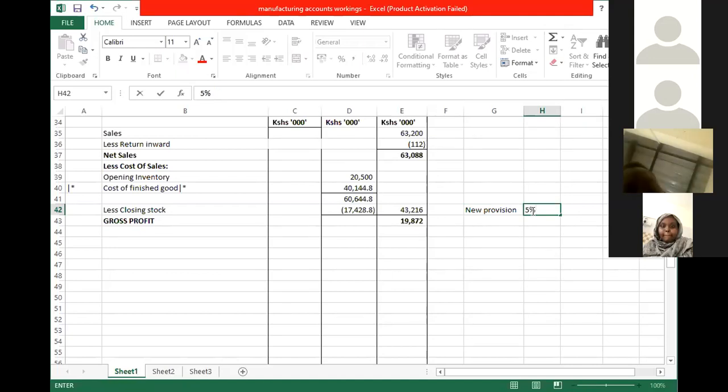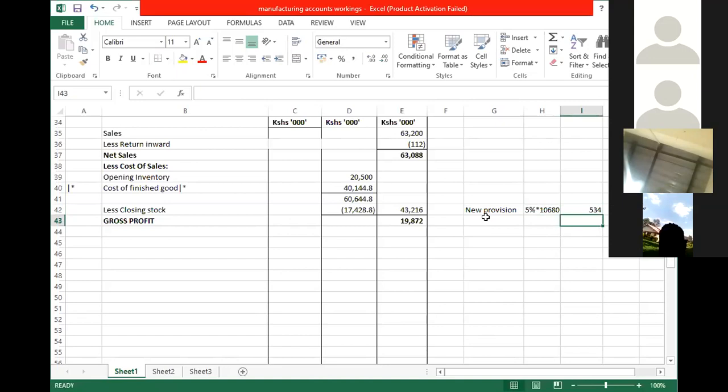So what was the amount of debtors or trade receivables? Very fast. Somebody give us the figure. Debtors, trade receivables, 10,680. So multiply by 5%. What is the figure that you get? You're getting a figure of 534, right? That is where we are supposed to maintain them.